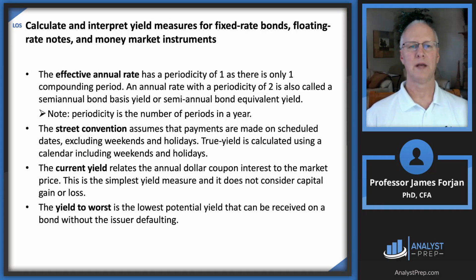How about some definitions here? Effective annual rate has a periodicity of 1, as there is only one compounding period.